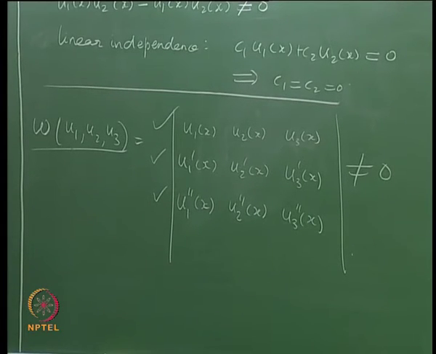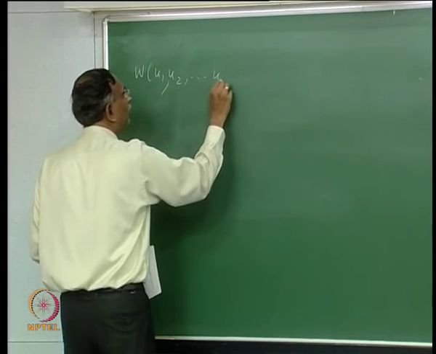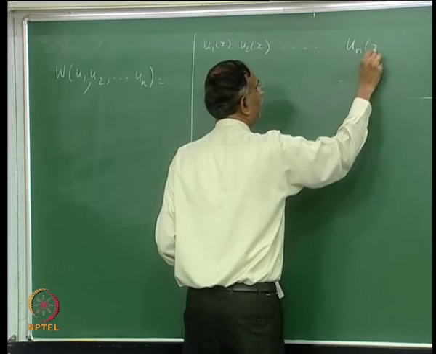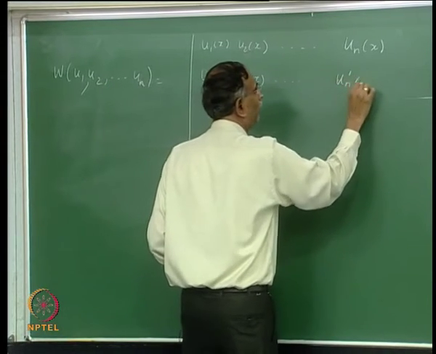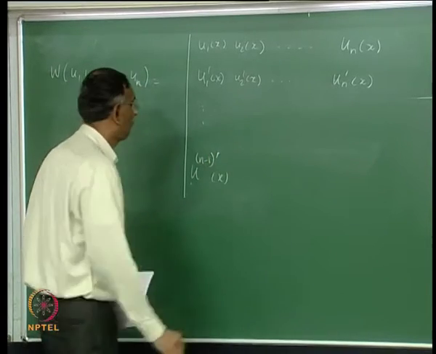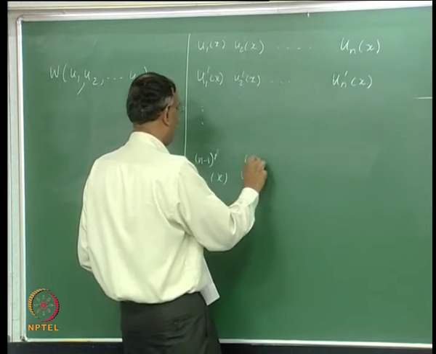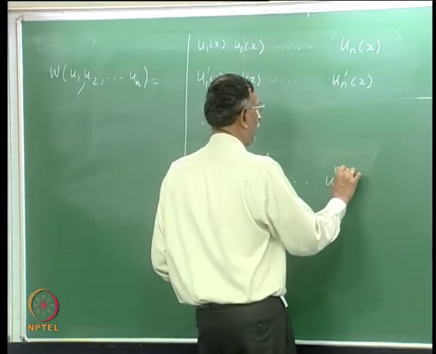So, what is it for the general n functions? It's the same thing. It will contain up to the n minus 1th derivatives of all the functions. If I write W in terms of u1, u2, up to un, then the Wronskian is u1 of x, u2 of x, all the way up to un of x, and then you have u1 prime of x, u2 prime of x, un prime of x, the first derivative, down to the n minus 1th derivative. Some people write this in a shorthand, but I'll keep this as explicit as I can.